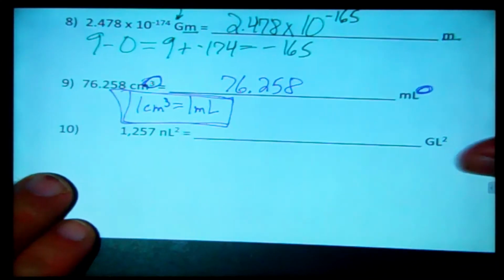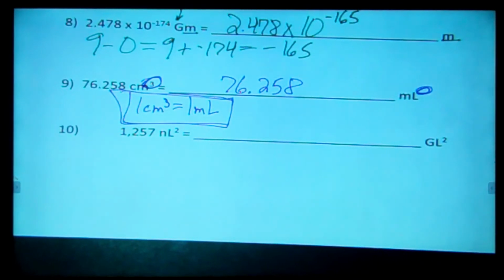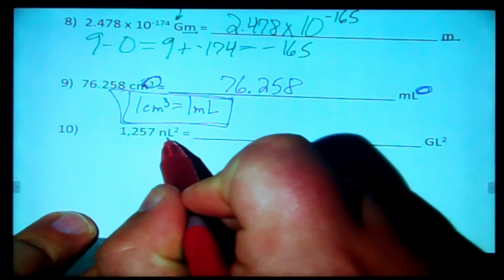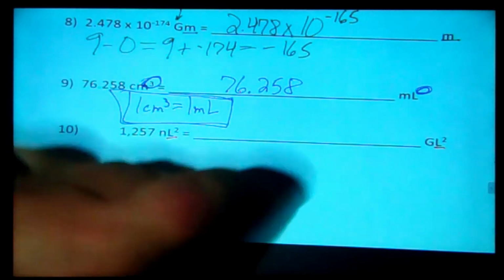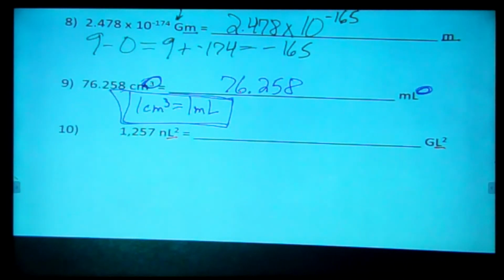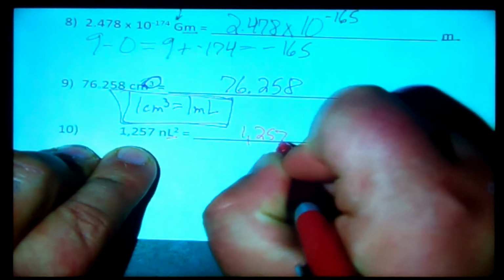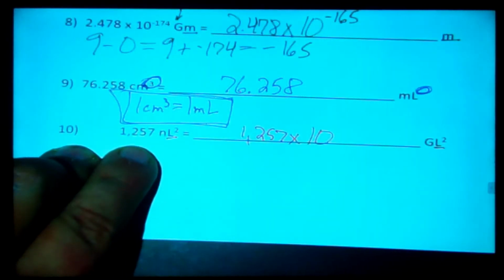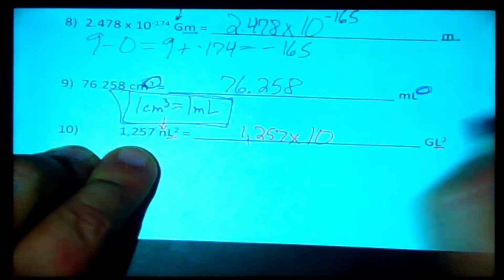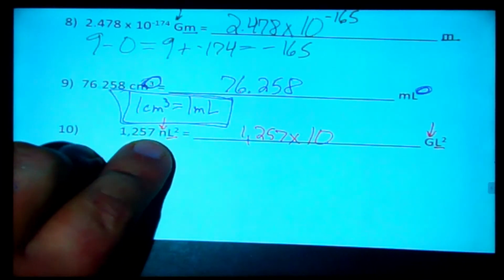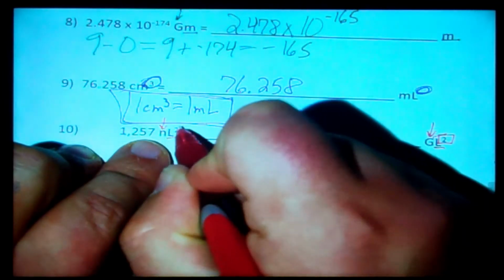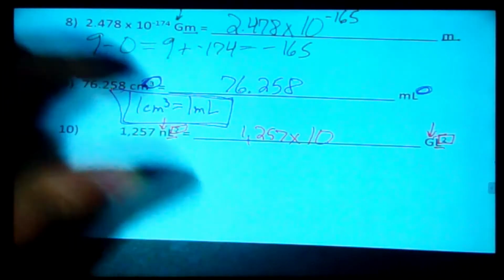Number 10. Let's look at number 10. I hope you guys caught that on number 9. I really, truly hope you caught that. Number 10. I have L and L are the same. Now this is where I add something in. I've added another step for you to practice with. So let's write the number down. 1,257 times 10 to something or another. I'm trying to find the difference in nano and giga. But here's the thing, it's to the second power. We're going to handle that here in a second.